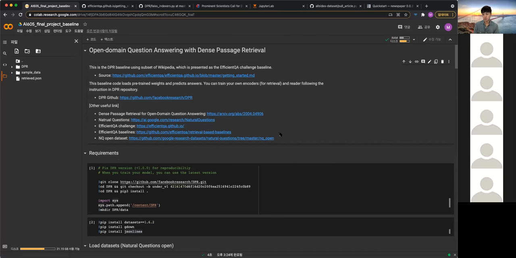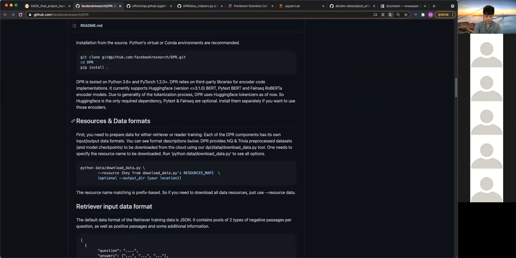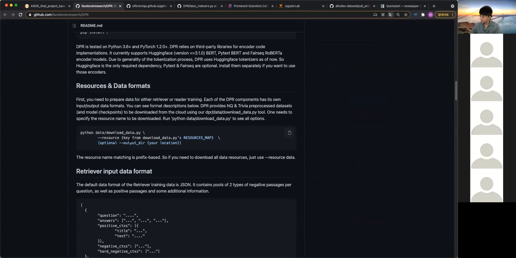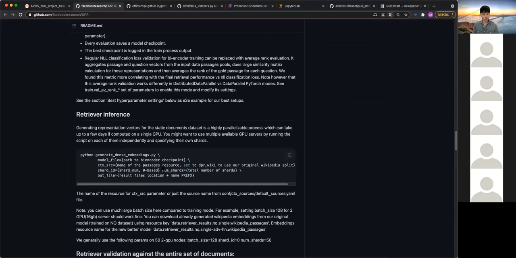Because of the limitation of the disk or the RAM memory, I just load the pre-trained weights and predict the answers. You can train your own encoders and readers following the instruction in this DPR repository. And this is provided by Facebook. It also provides the code for training your retriever, training your reader, and going through the inference.